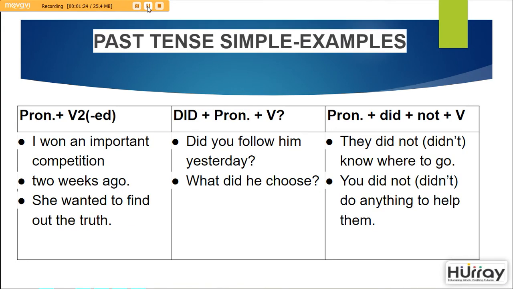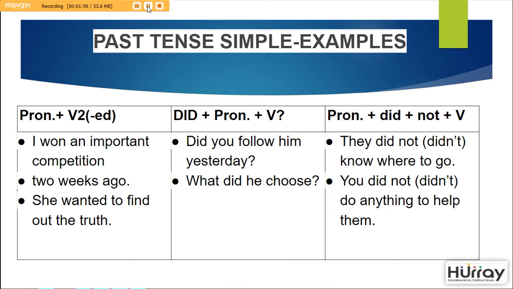Past tense, here in the simple form, here are the examples. You've got the pronoun plus verb ending in ed. This is your direct statement. I won an important competition 2 weeks ago. She wanted to find out the truth. The next one is interrogative. Did you follow him yesterday?